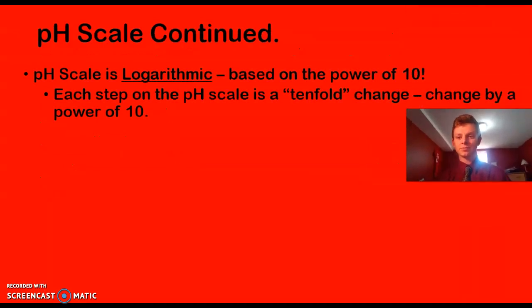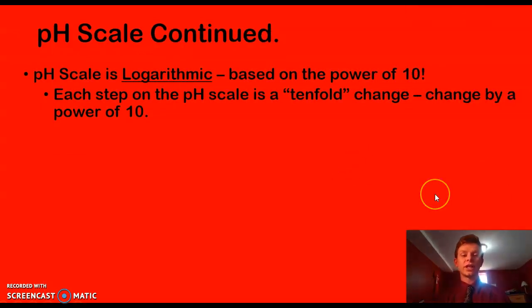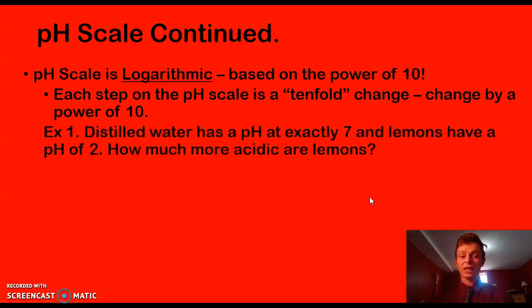pH scale continued. The pH scale is logarithmic. It means it's based on the power of 10. Each step on the pH scale is a tenfold change, and it changes by a power of 10. We talked about this in class. I very specifically remember talking about it in class.